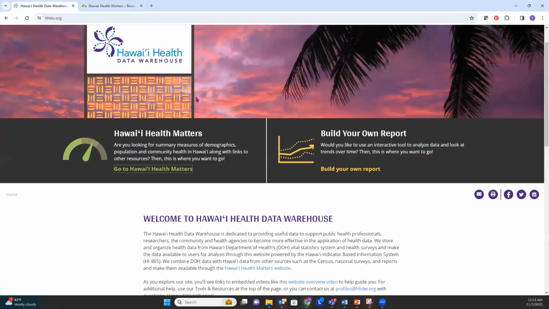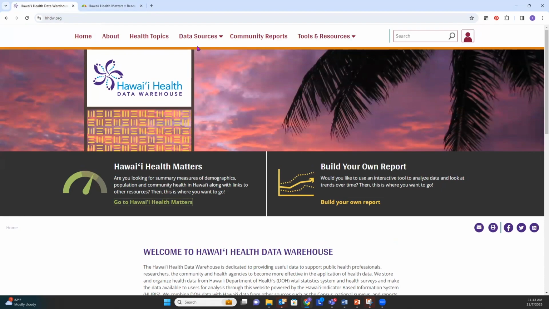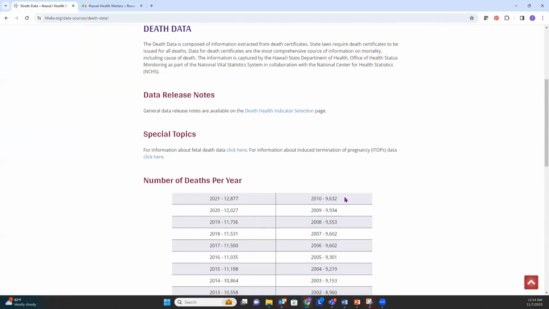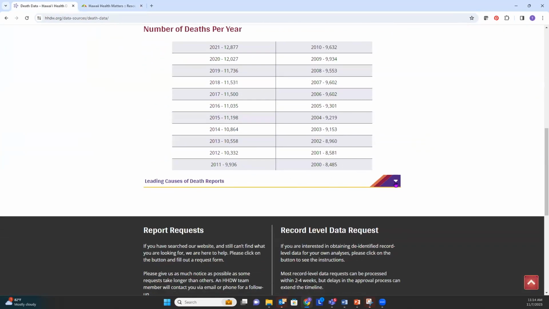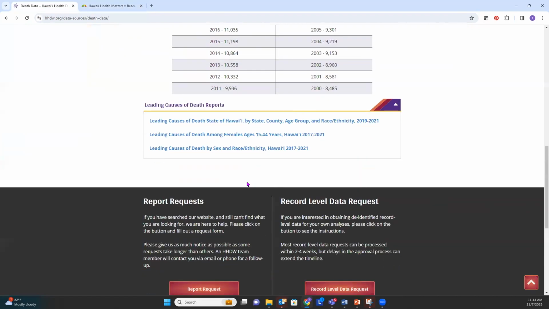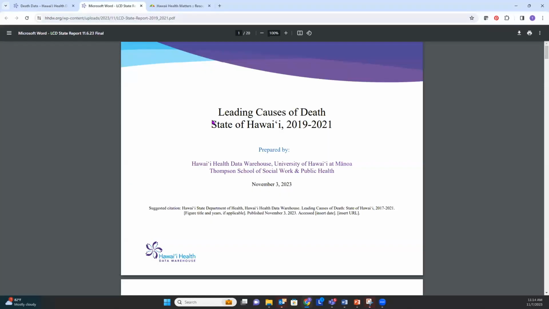So this is one way to access the leading causes of death reports. Another way to access them is through our HHDW homepage, and you'll come here to data sources, and you'll come to death data. Clicking on here, you'll scroll down, and you'll see we have our leading causes of death reports drop-down menu. And let's go ahead and go into the first report. So this is our overall standard report.